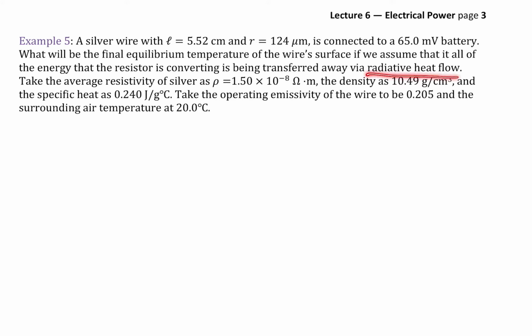Okay, and this is a key term right here. There's a formula for radiative heat flow. We're going to use it. We'll take the average resistivity of silver to be 1.5 times 10 to the negative 8 ohm meters, a density of 10.49 grams per cubic centimeter, a specific heat of 0.240 joules per gram degree Celsius. And we'll take the operating emissivity of the wire to be 0.205.